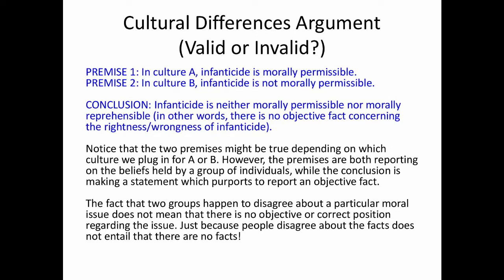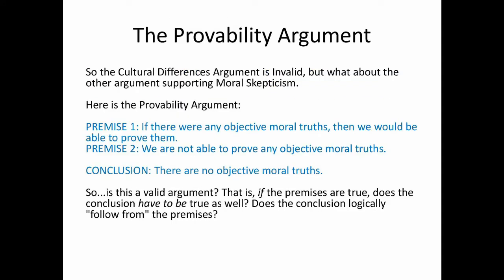So what is the provability argument? Well, it's very simple, much like the cultural differences argument: two premises and one conclusion. The provability argument is as follows. Premise 1: if there are objective moral truths, then we should be able to prove them. Premise 2: we are not able to prove any objective moral truths. Conclusion: there are no objective moral truths. Now, one might ask, is this a valid argument?